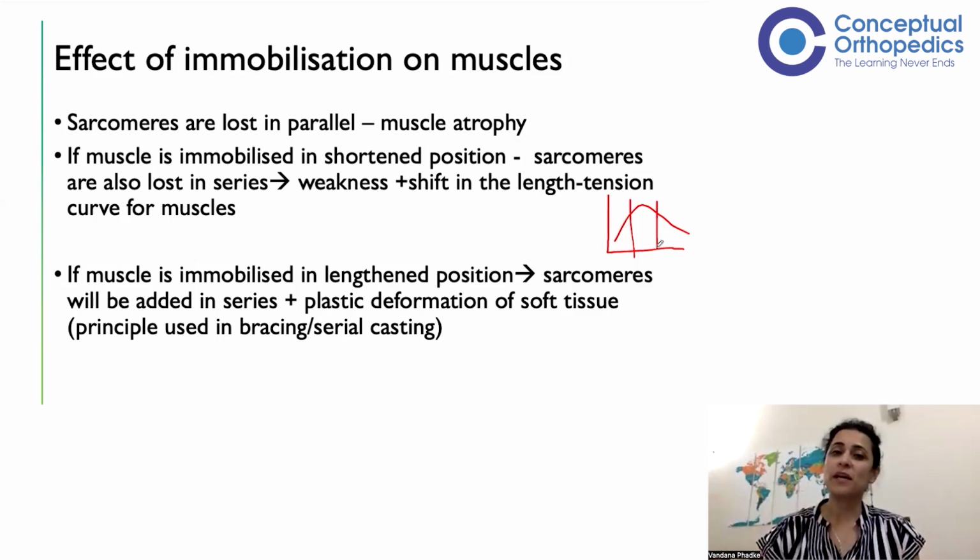If a muscle is immobilized in the lengthened position, on the other hand, sarcomeres get added in series. That is the principle for serial casting or serial bracing. Now you've already lengthened it and you're trying to maintain it in that lengthened position. The physiological change would be that more sarcomeres get added, so it causes an increase in the length of the muscle fiber.